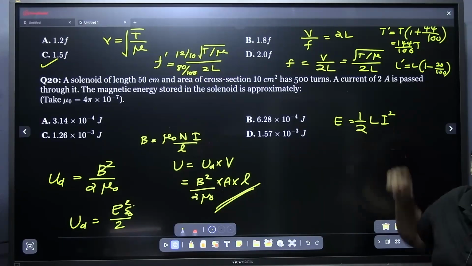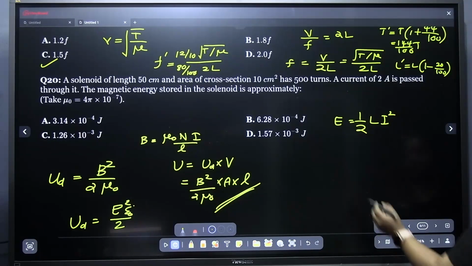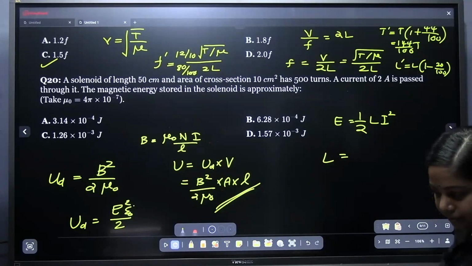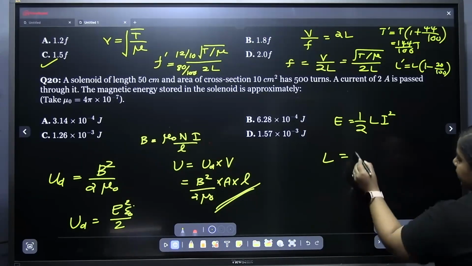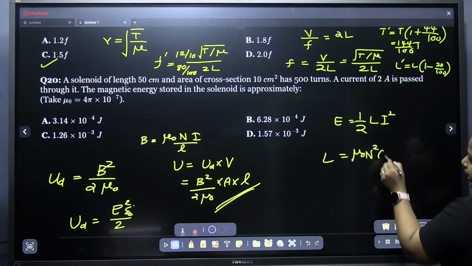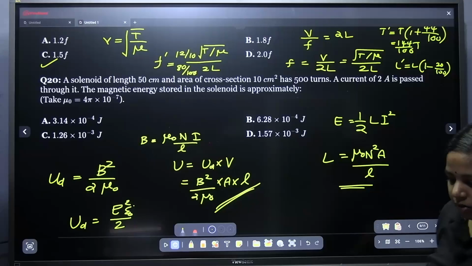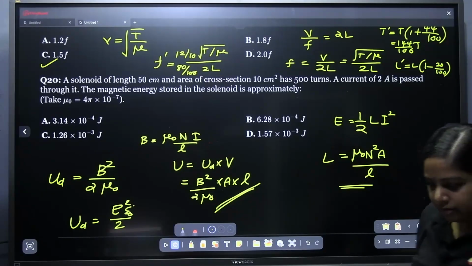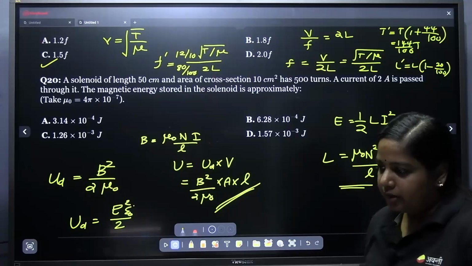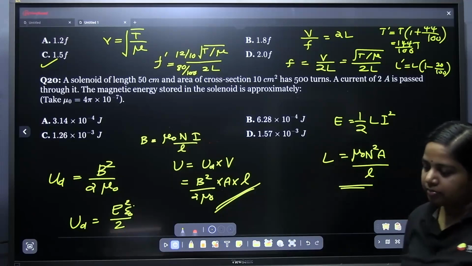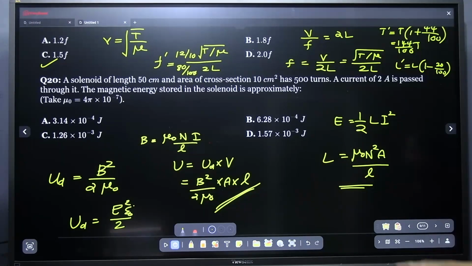This is half L I square, where L is the inductance. The inductance value L is equal to mu naught N square A by L. So you can use either one of these methods and find the answer. Do you have any doubt in this? Okay. Moving on. Sorry, I didn't note down which option is the answer.